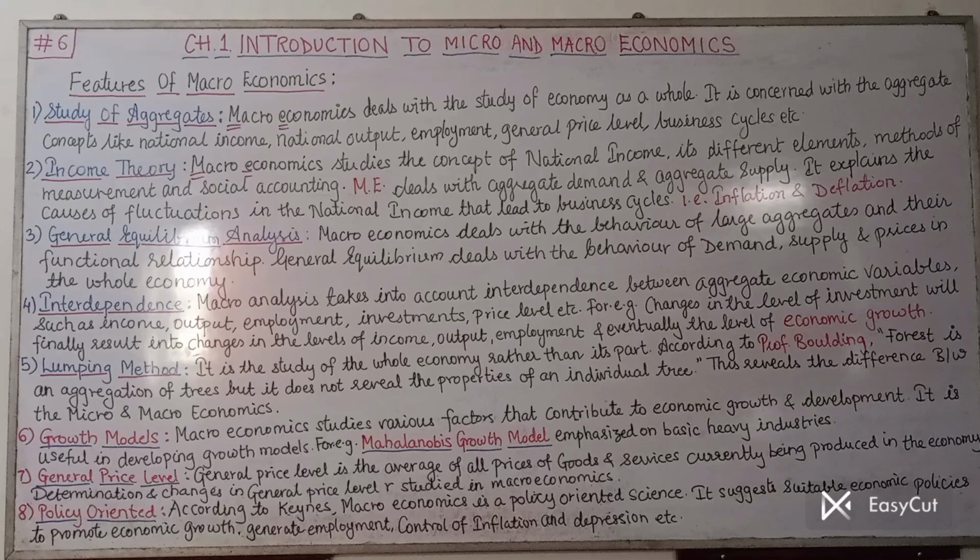Then coming to the next, fifth one, lumping method. If you remember, under microeconomics, we studied the slicing method. Slicing means in micro, we are studying a single individual unit, as if we are taking a slice from the cake and studying it. But when it comes to macroeconomics, the bigger, wider economics, it is called the lumping method. Lumping means total, whole. It is the study of the whole economy rather than its part.